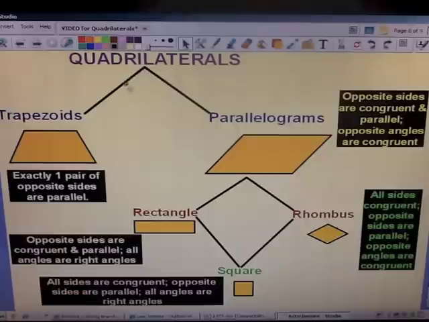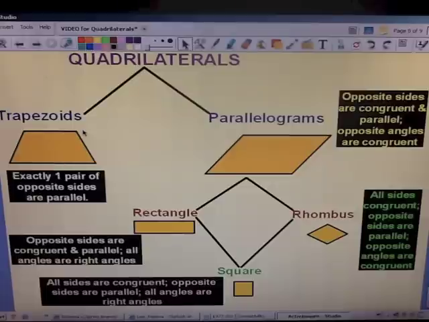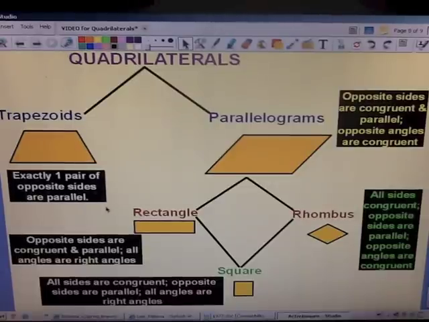The quadrilaterals, there are two types of quadrilaterals. There are the trapezoids and there are the parallelograms. We're going to start with the trapezoid side of the family. A trapezoid has exactly one pair of opposite sides that are parallel, and it stops. So you'll notice the trapezoid, there are no other family members for the trapezoids. That's because that's it. There's no place else for it to go.